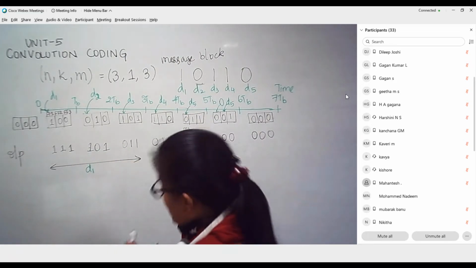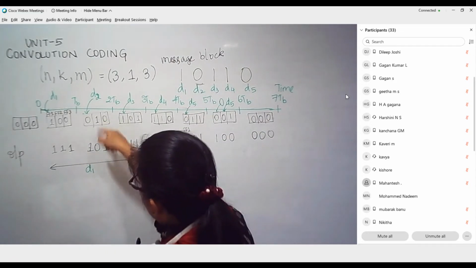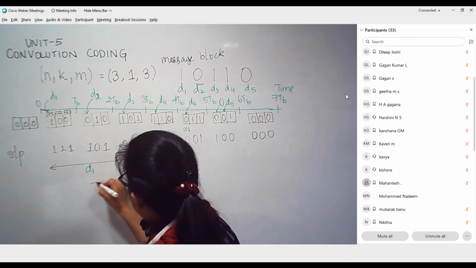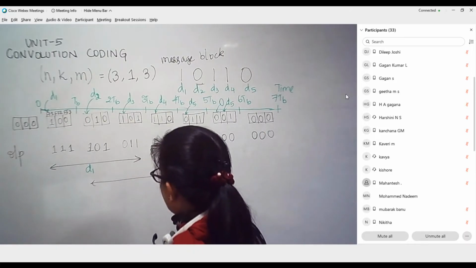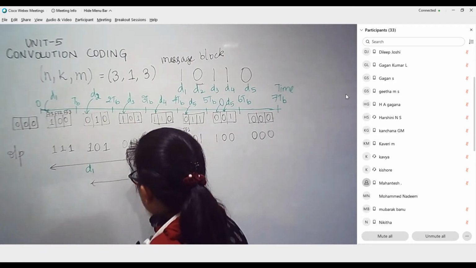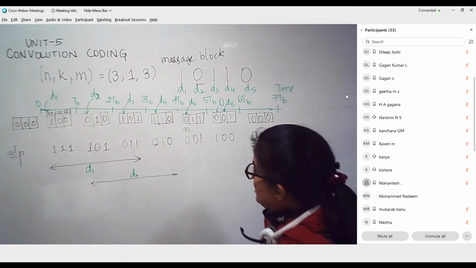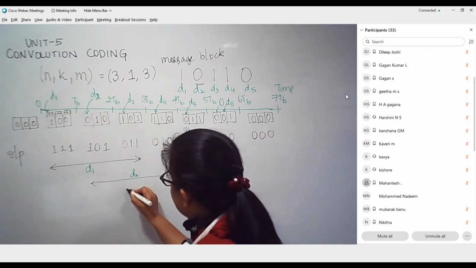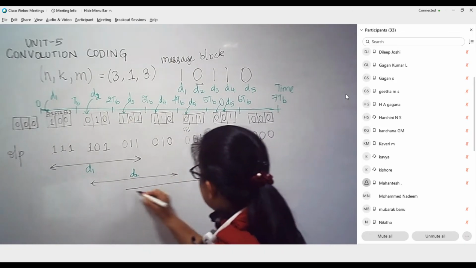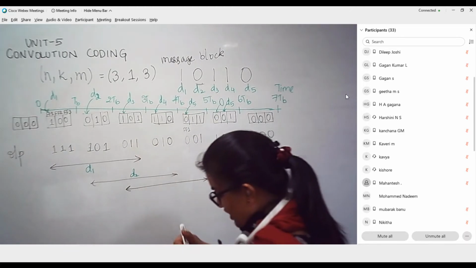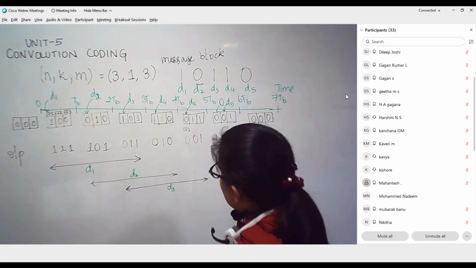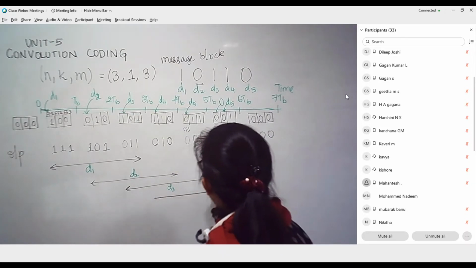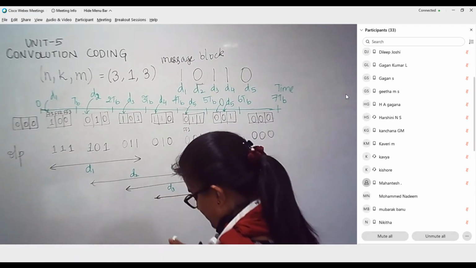Now, if you again look at D2, which has entered at the second time slot, for the next 3 clock cycles the coded bits will have the effect of D2. Similarly, if you consider D3, then 3 clock cycles starting from the entry of D3 will have the effect of D3. Similarly, D4.